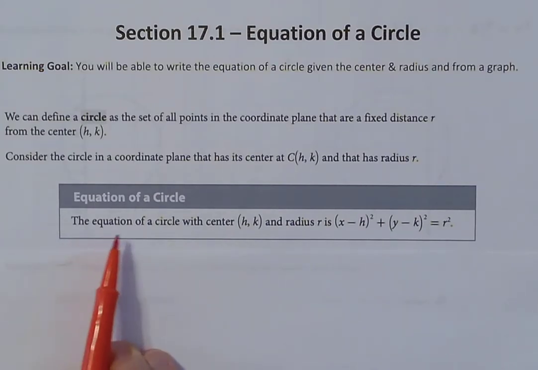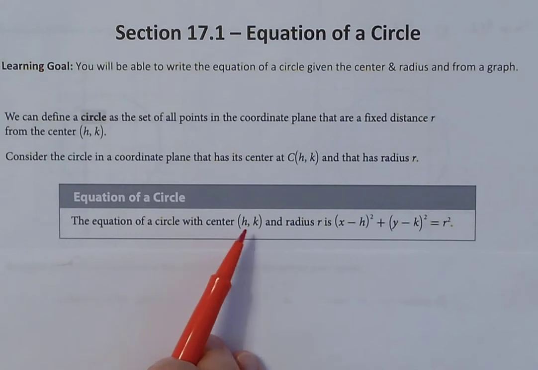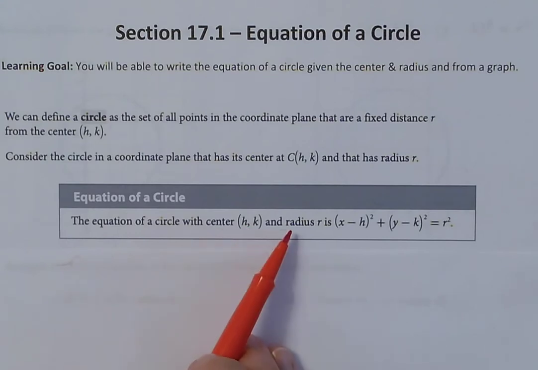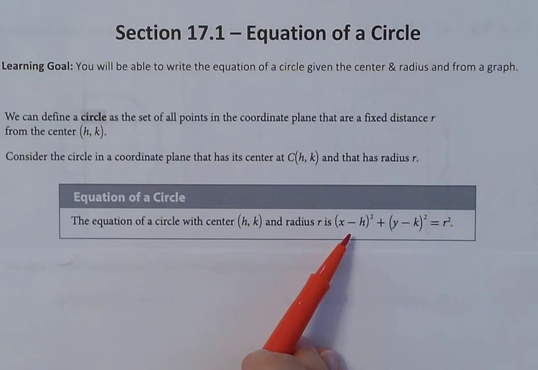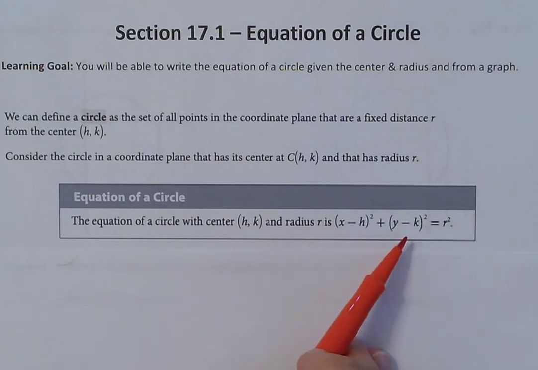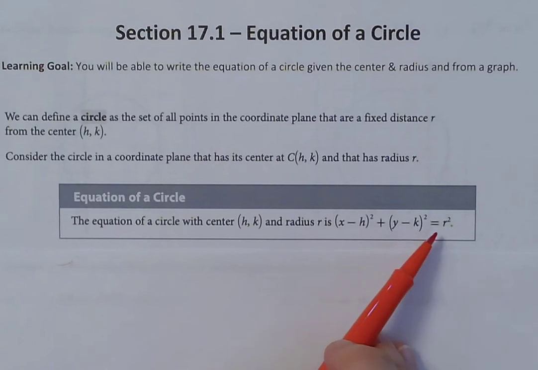Now, the equation of a circle with the center h, k and radius r is (x − h)² + (y − k)² = r². So all you need to know and have to write the equation of a circle is the center of the circle and what the radius of that circle is.